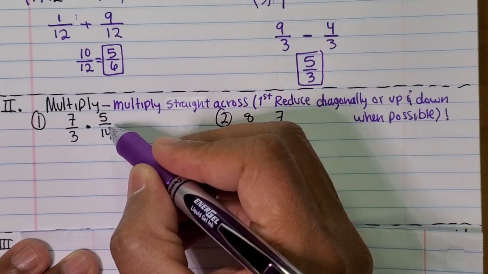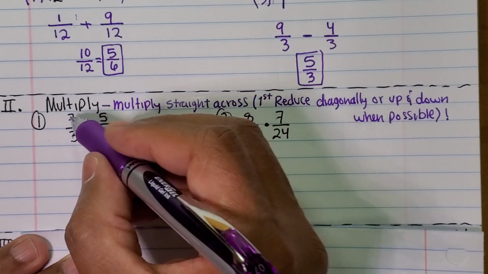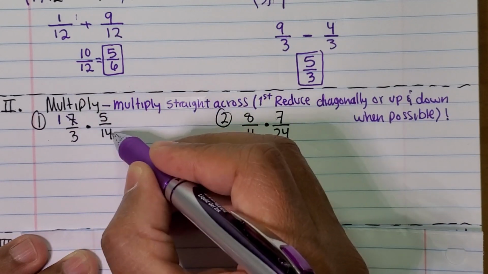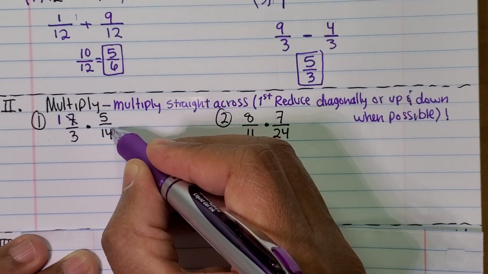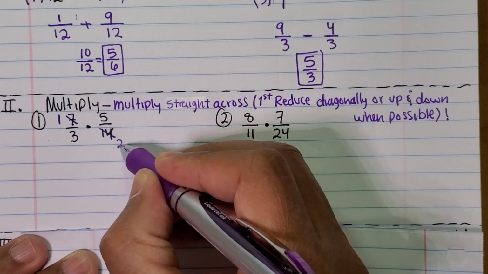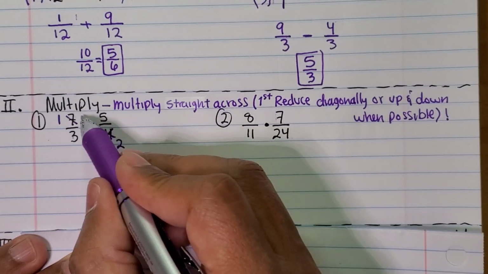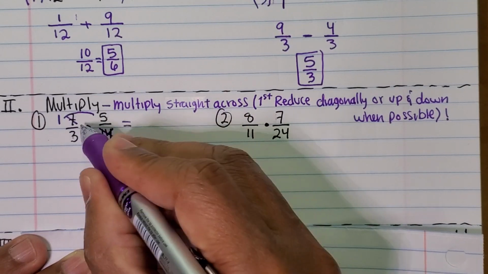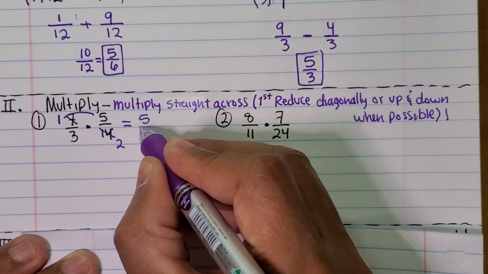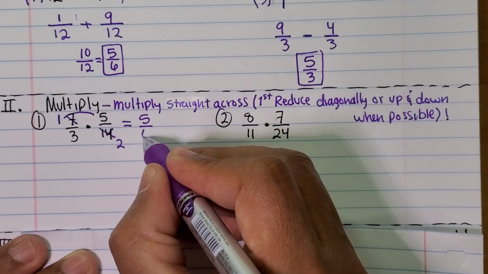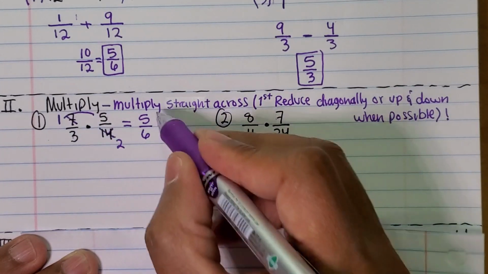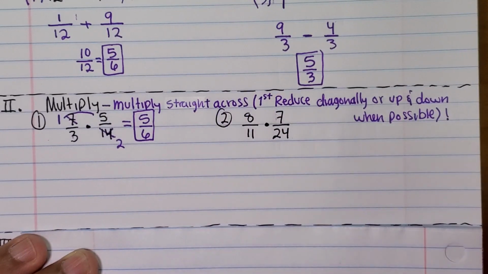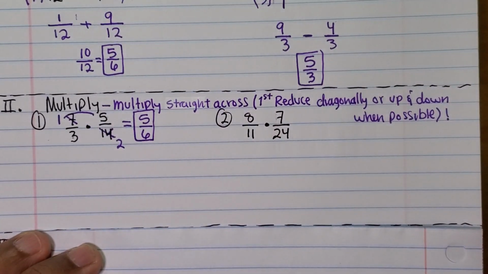So if I divide 7 by 7, that's going to turn into a 1. And if I divide 14 by 7, that's going to turn into a 2. Now I'm ready to multiply across the top. 1 times 5 will be 5, and 3 times 2, that's going to be 6. Once you do this, this will be as far as you can go when it comes to reduction. You can't reduce this one any further.